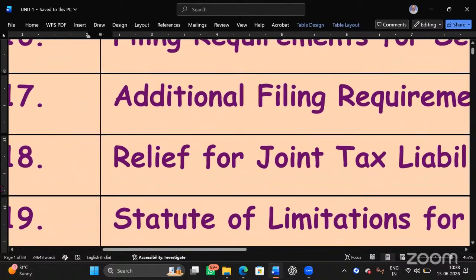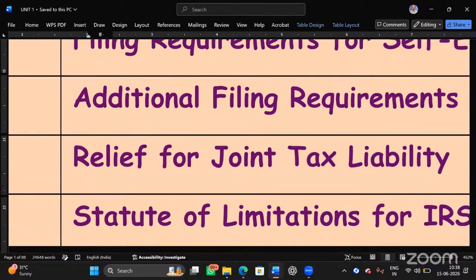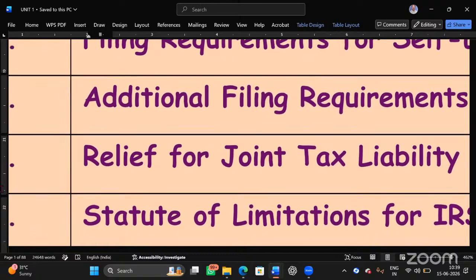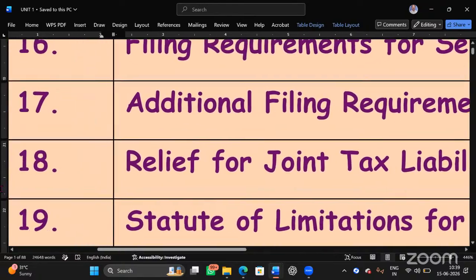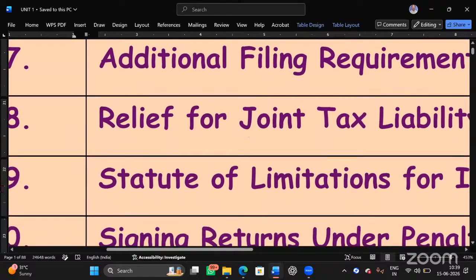Relief for joint tax liability. I already explained taxpayers are divided into 5 types: individuals, married filing jointly, married filing separately, QSS, and head of household. Suppose wife and husband jointly file one return and the tax amount is paid jointly. How to share it between wife and husband? That part is clearly explained in topic number 18, relief for joint tax liability.